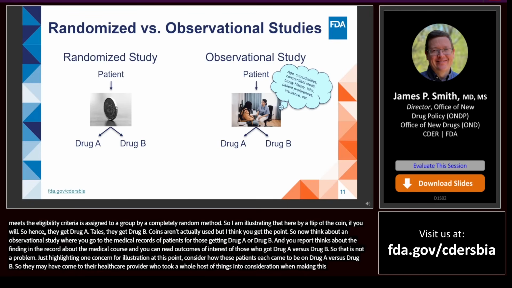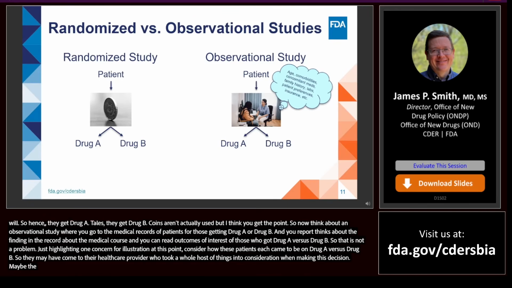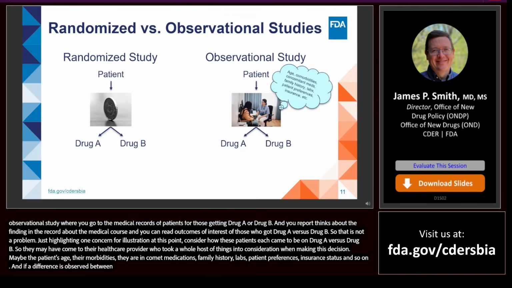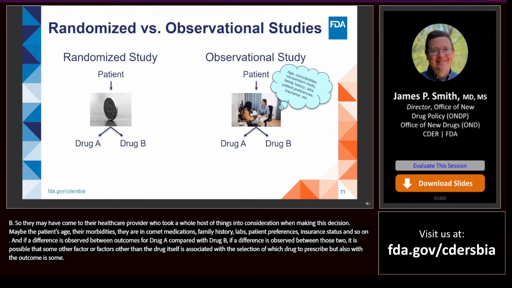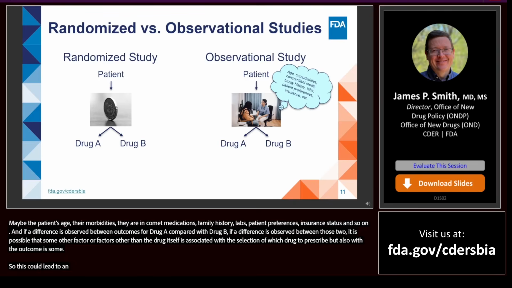And if a difference is observed between outcomes for drug A compared with drug B, it's plausible that some other factor or factors other than the drug itself is associated with the selection of which drug to prescribe, but also with the outcome itself. So this could lead to an incorrect conclusion that there's a difference between drug A and drug B, when in fact, the difference is the result of the underlying patient populations. And this is referred to as confounding, and I think that Dr. Levinson might be discussing this as well.